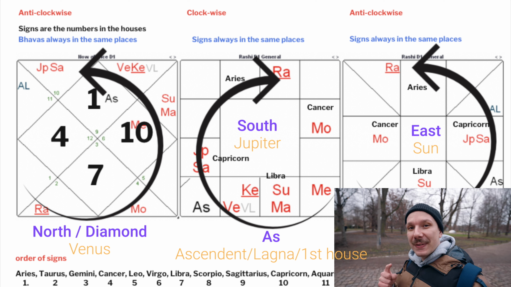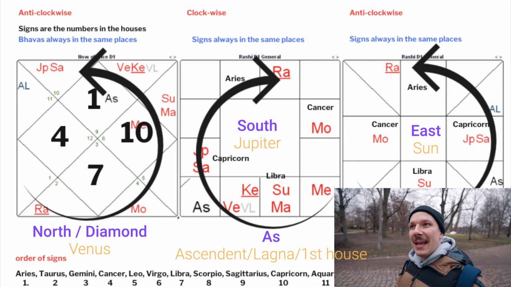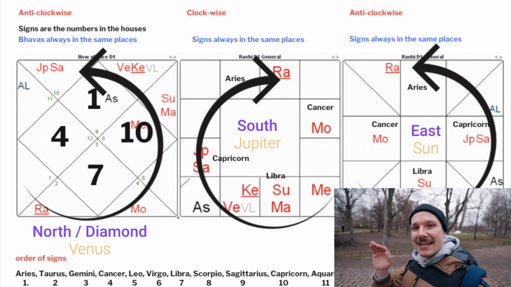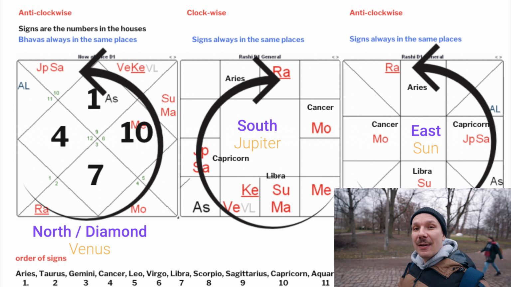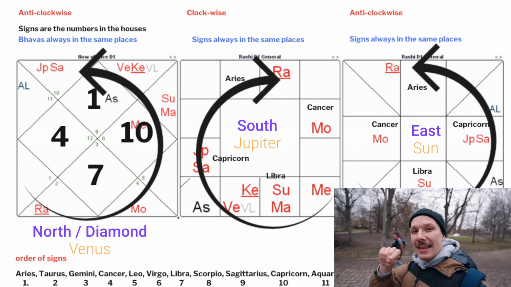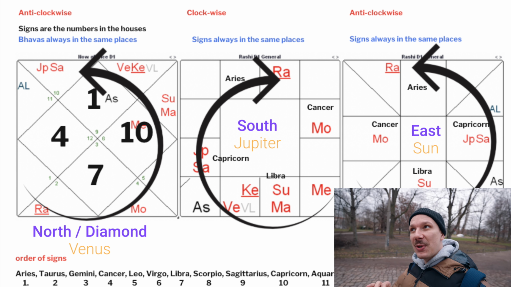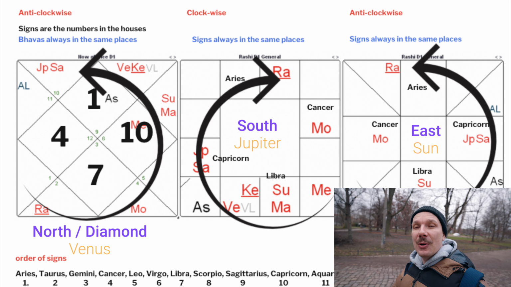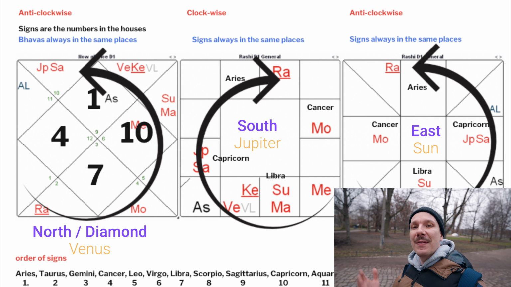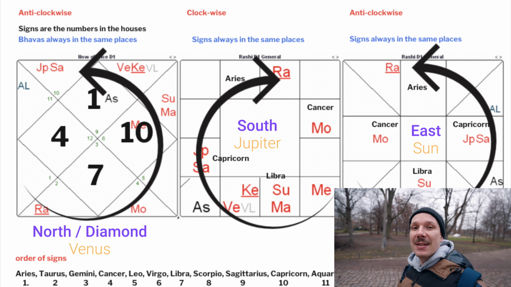Whilst in the north type of chart, the diamond chart, the houses are always in the same places and the signs are changing, and these signs are written in the form of numbers. So we have these numbers in the houses and they are showing which sign is in that house. So for example, if you have the number 5, it's Leo. If we have number 8, it's Scorpio. If we have number 10, it's Capricorn. If it's 11, it's Aquarius, and so on.